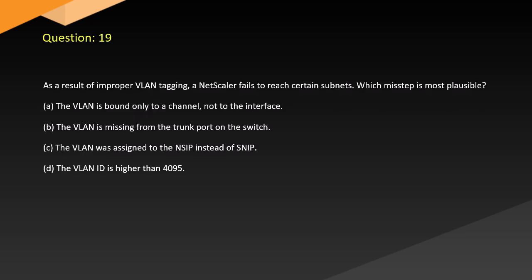Question 19. As a result of improper VLAN tagging, a NetScaler fails to reach certain subnets. Which misstep is most plausible? A. The VLAN is bound only to a channel, not to the interface. B. The VLAN is missing from the trunk port on the switch. C. The VLAN was assigned to the NSIP instead of SNIP. D. The VLAN ID is higher than 4095.